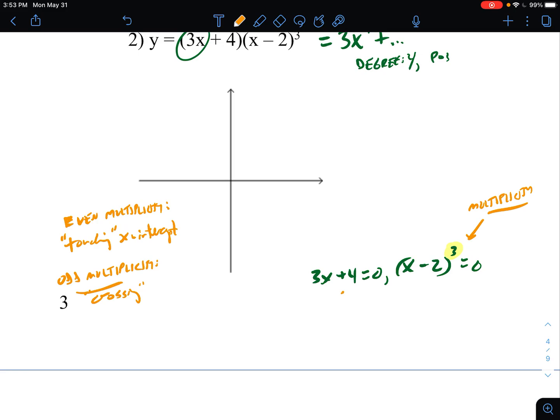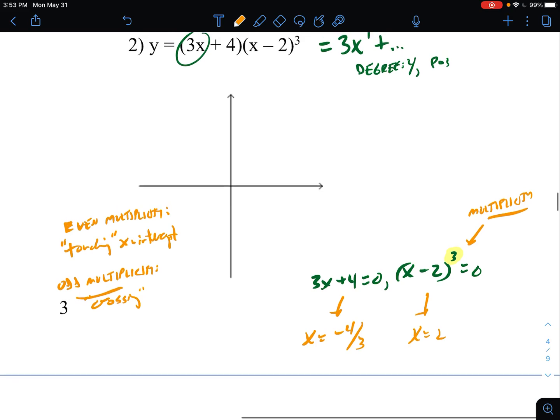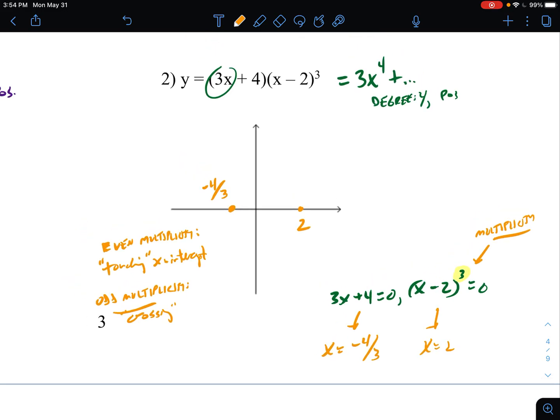So what's going on in this case? If we solve this, we would get x equals negative 4/3. If we solve this, well, if something cubed is 0, that something was 0, and x equals 2. So I have an x-intercept at negative 4/3, an x-intercept at 2. My end behavior is like 3x to the 4th, which is positive on both sides. And so my graph would be like so.